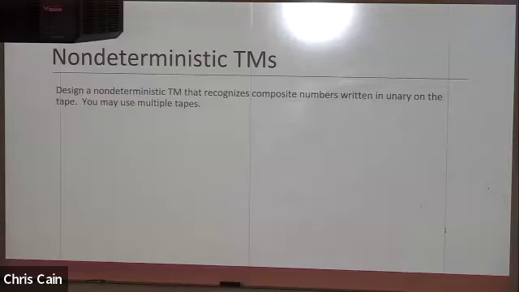Kind of. So there's gonna be some divisor. For every composite number, there is some divisor other than 1 and itself. Right. So the idea would be start with the first possible divisor on a second tape.